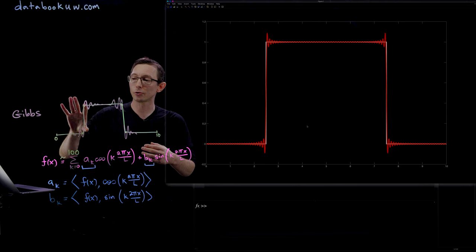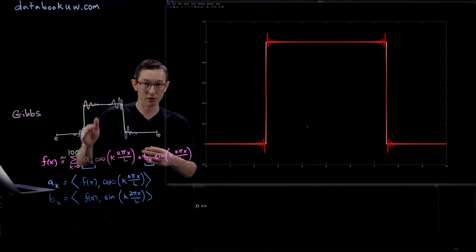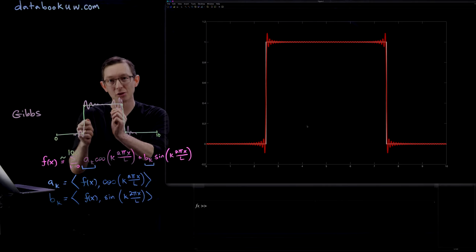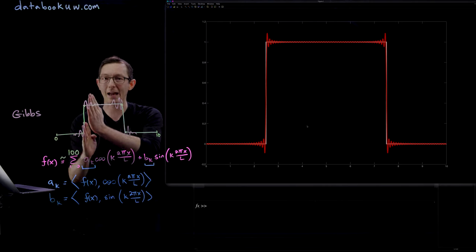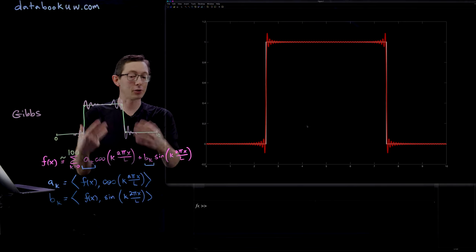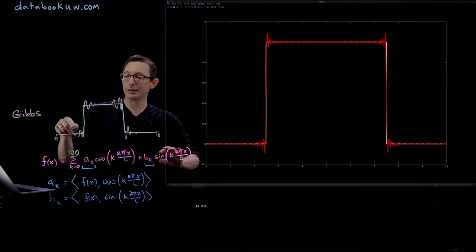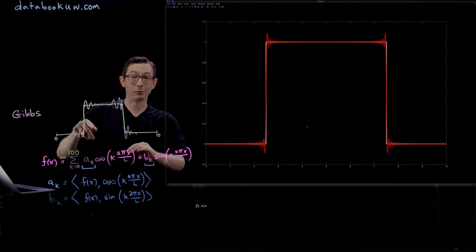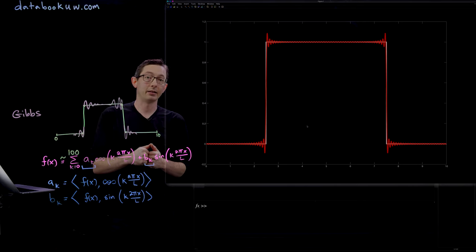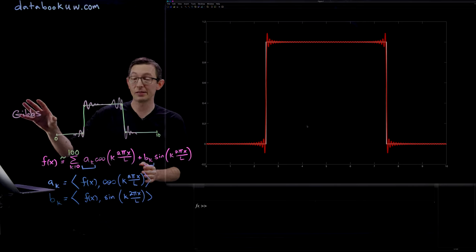And so the only way I can truly build this discontinuity, this jump, is by adding up sines and cosines of all frequencies in just the right proportion so that they stack up to form this perfectly sharp ridge. And if I drop even a few of those terms at the end, I'll get this ringing because they're not perfectly canceling out to form that steep cliff. Okay, so that's Gibbs phenomenon.